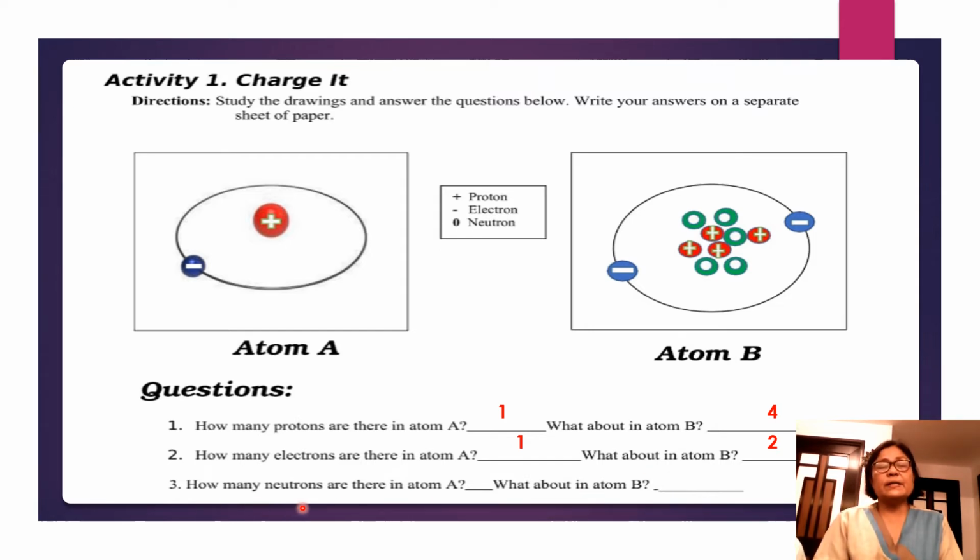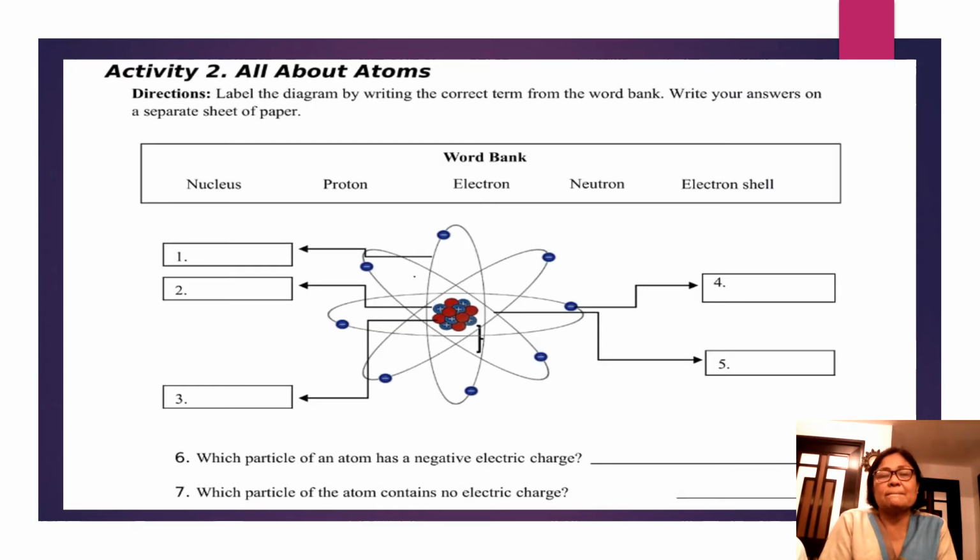In number 3, how many neutrons are there in atom A? So the answer is 0. What about in atom B? The answer is 5. Okay, very good answer. Now let's proceed to Activity 2. This is all about atoms.